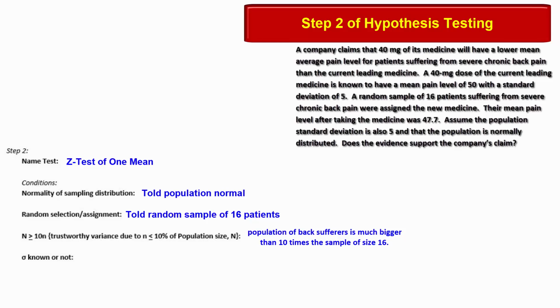Finally, it's wise to mention that a z-test is used when the population standard deviation is known. Later we'll learn how to use a t-test if sigma is not known. In this problem, just write sigma is known, so we're able to use the z-test.